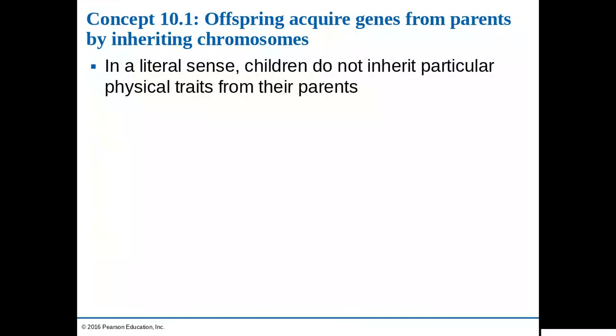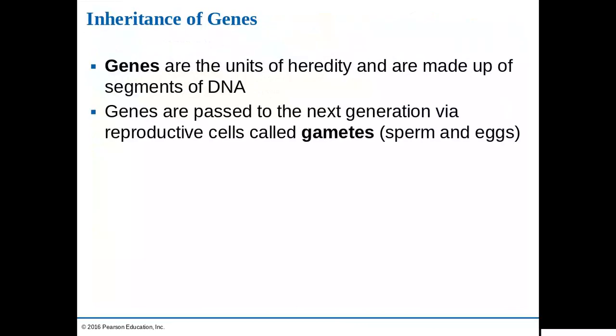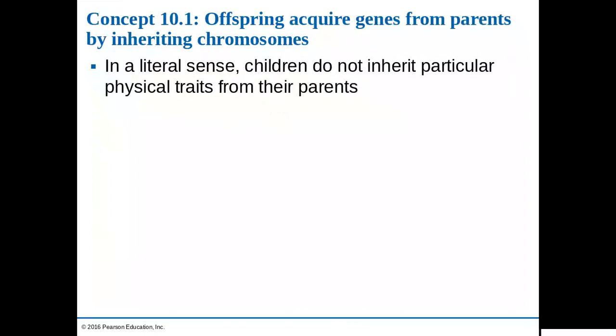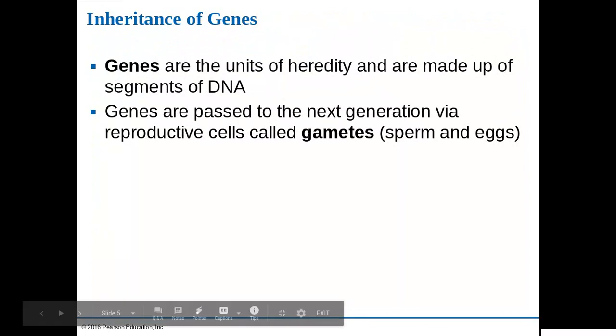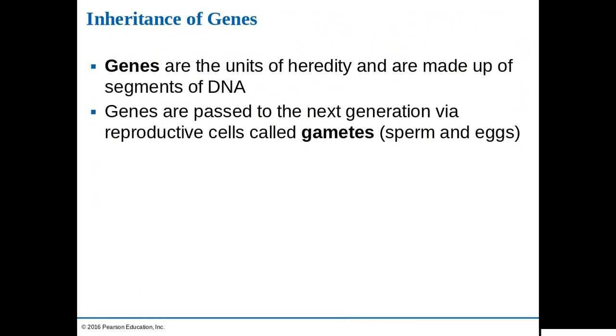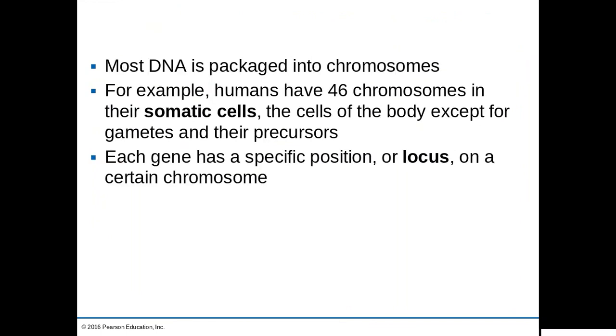So 10.1 is just really about how this genetic passing on of traits occurs. So when children are born, they do not inherit exactly their own parents' physical traits, but rather they inherit certain genes. These are basically what we consider to be the units of heredity, and they're made up of segments of DNA. And these genes get passed on via the reproductive cells called the gametes. This is your sperm and eggs. So males produce sperm, females produce eggs, and when they come together, they form a cell that is going to continue to divide and has a unique genetic combination.